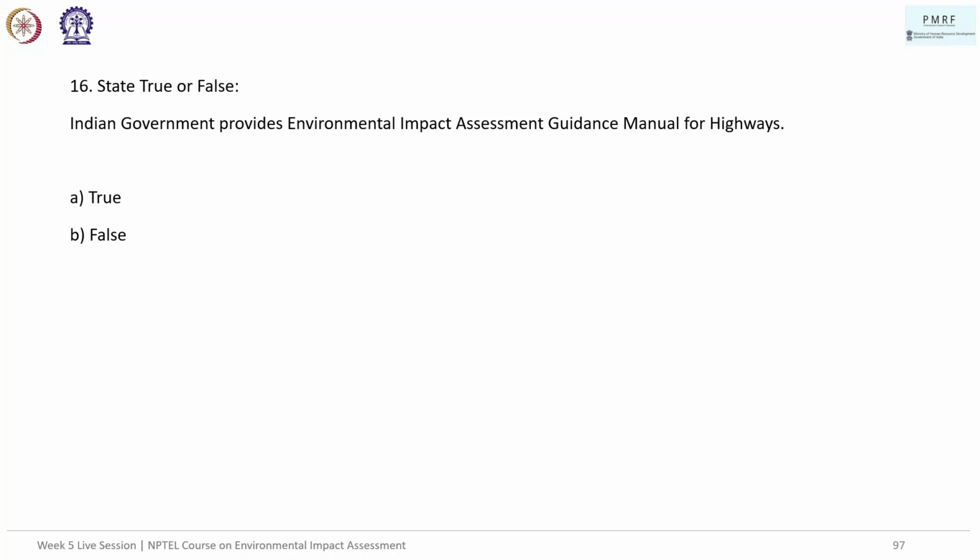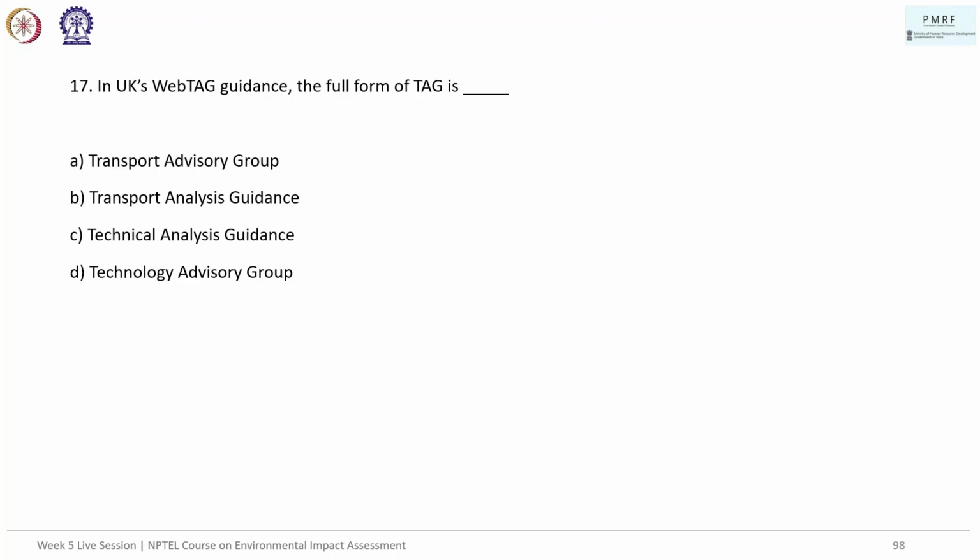So moving on to the, so that's the answer. Moving on to the next question. In UK's WebTAG guidance, the full form of TAG is Transport Advisory Group, Transport Analysis Guidance, Technical Analysis Guidance, or Technology Advisory Group. Any responses?